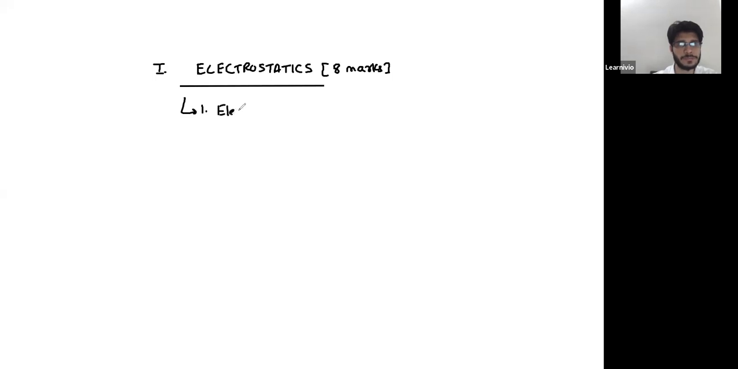Okay, let's start with unit number 1. So that's electrostatics. The weightage of electrostatics is around 8 marks in CBSE. Now this is divided into 2 chapters. Chapter number 1 is electric charge and field, which is basically chapter number 1 of NCERT. The second is electric potential and capacitance.